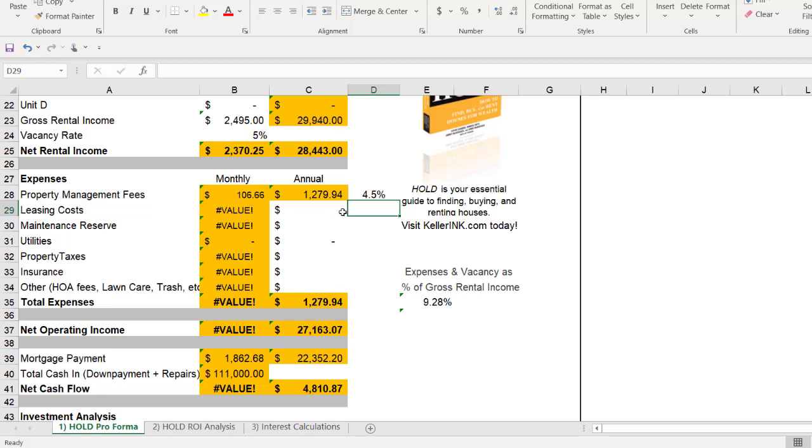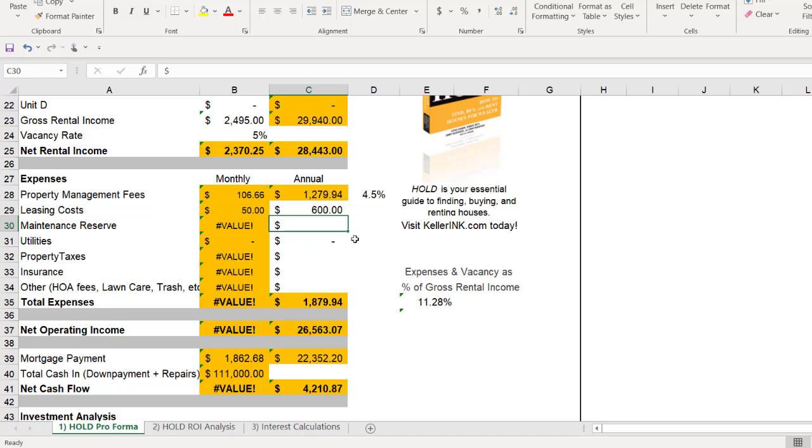Leasing costs. Generally speaking, to place a tenant, you will pay a leasing commission. It is typically 50% of the first month's rent. Let's say the average tenant stays for 2 years. Well, if your rental income is roughly $2,500, that would be $1,250 in total as a leasing commission, spread out over a 2-year time frame. So let's call that about $600 a year. That can be put right here annually, and it will automatically populate the leasing cost on a monthly basis, which is about $50.